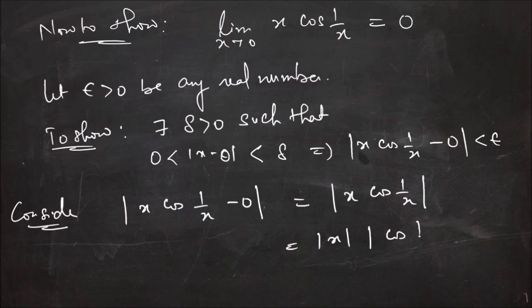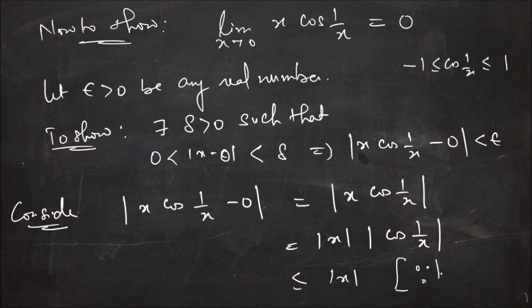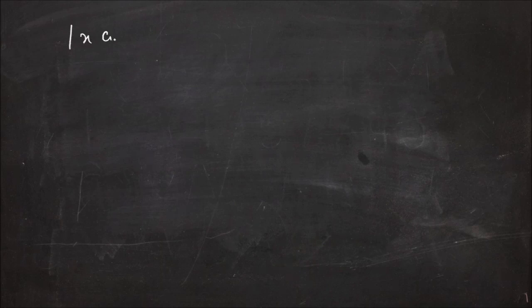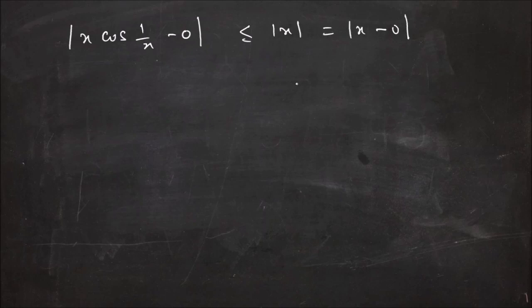Now we all know that the value of cos lies between −1 and 1, so |cos(1/x)| is less than or equal to 1. Thus we have |x cos(1/x) − 0| is less than or equal to |x|, which is nothing but |x − 0|. So if I take δ equal to ε, then |x − 0| < δ will imply this is less than ε.